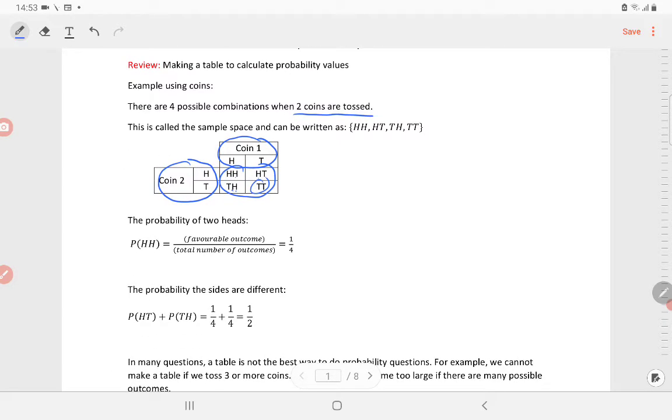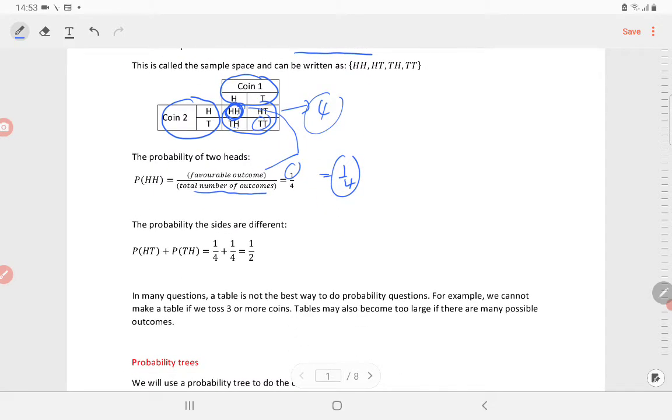So for example, the probability of getting two heads: the number of favorable outcomes is only one, this number here. The total number of outcomes is the number of outcomes in the table. So there are four outcomes here. So the probability of getting two heads is 1 in 4.